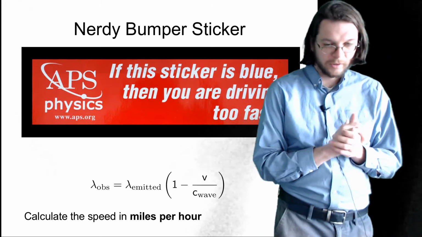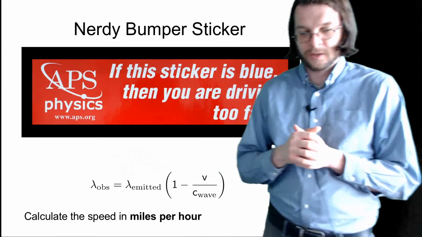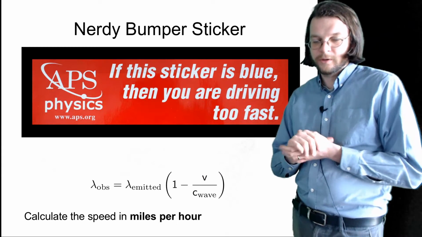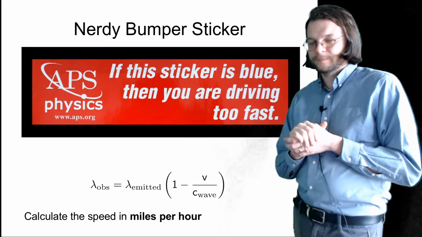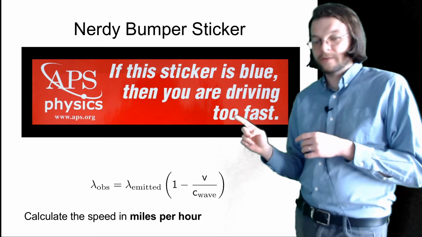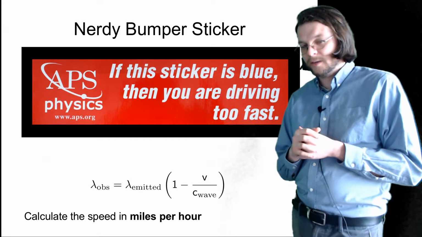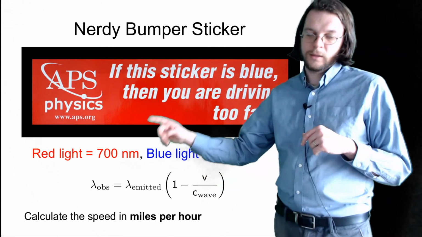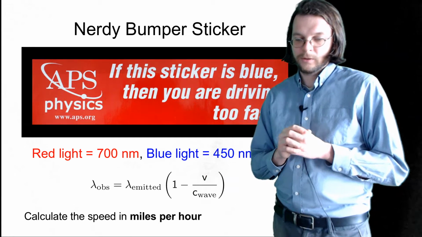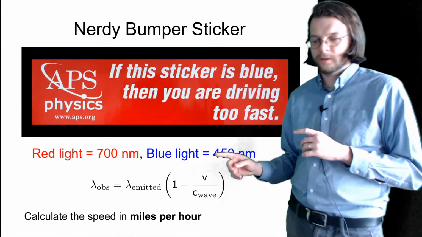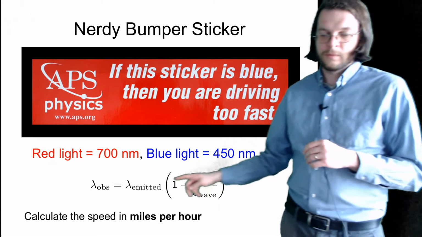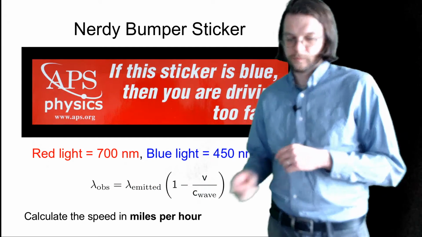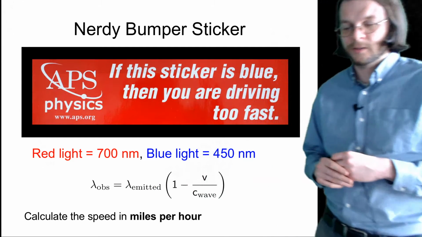This is a real bumper sticker from the American Physical Society, and I think it's kind of clever. It says, if this sticker is blue, you're driving too fast. The joke is that if you're driving quickly, then this red light is going to Doppler shift into the blue. Let's say this light is something like 700 nanometers, and blue light is something like 450 nanometers. Put 700 nanometers here, 450 nanometers here, and try to solve for what this velocity has to be.